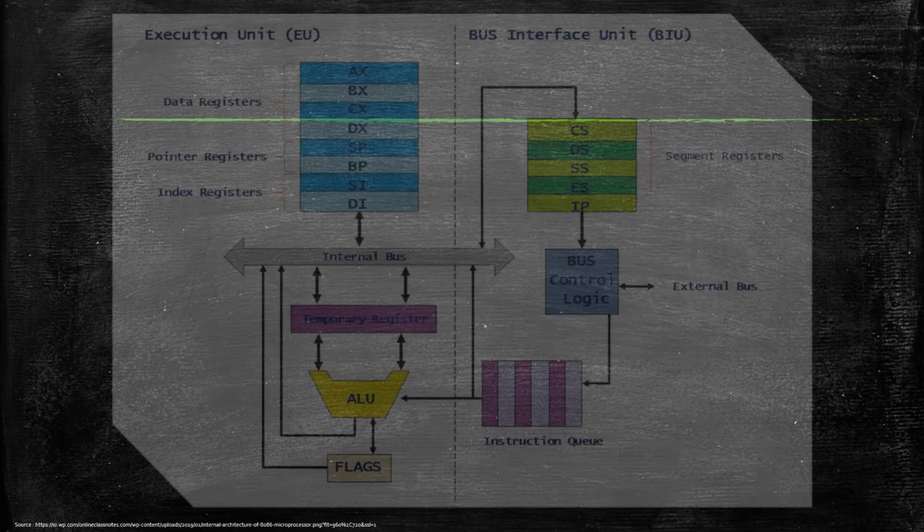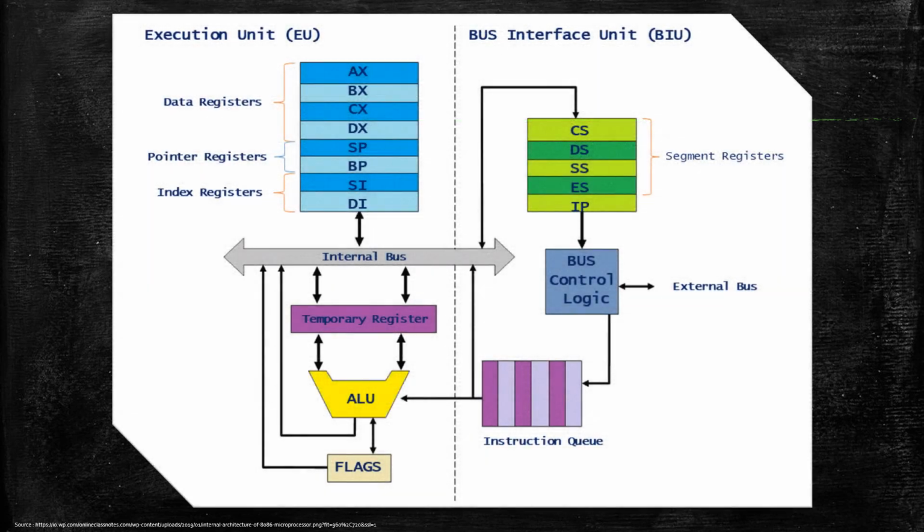Okay, so here we have a diagram of BIU and EU, showing how both the units work together. So now let's understand how they work together. See, this is your BIU, that is your bus interface unit, and here you have your execution unit, right?